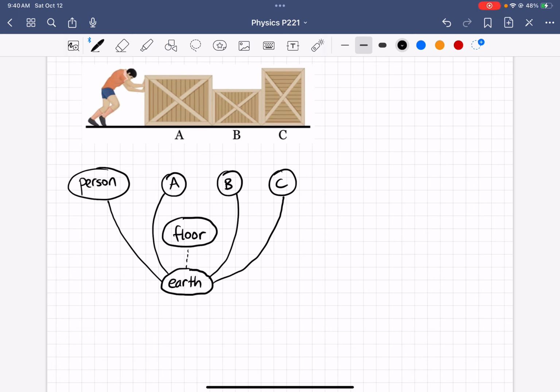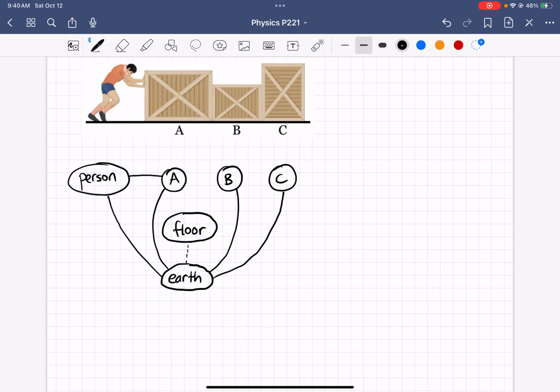Sometimes people will use terms like force applied or something else to refer to active forces from, say, a person pushing on an object. It doesn't really matter what we call it as long as we can identify it and know something about its direction. All right, crates A and B are in contact with each other and also the floor. And again, I could call this force between A and B a normal force. I could call it maybe a contact force. I'll just call these all normal forces. And then B and C are in contact with each other, and C is also in contact with the floor.